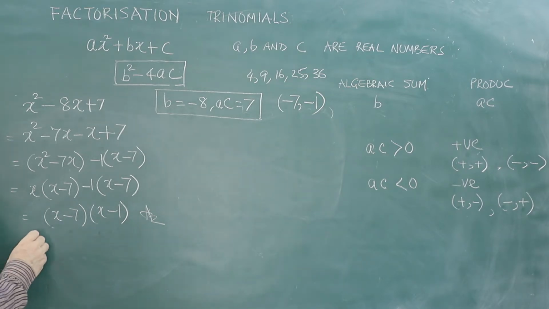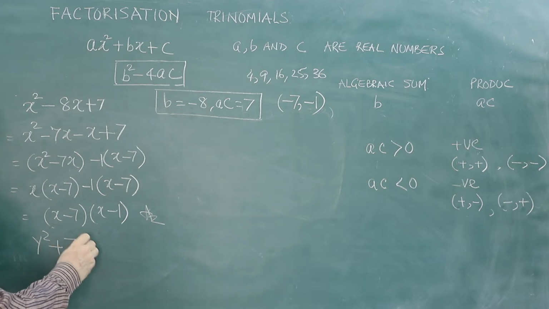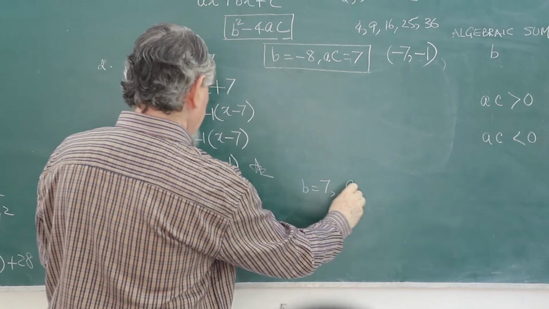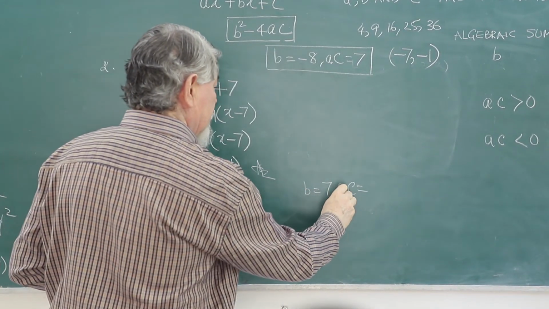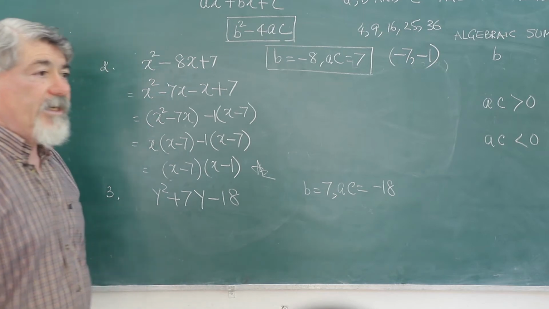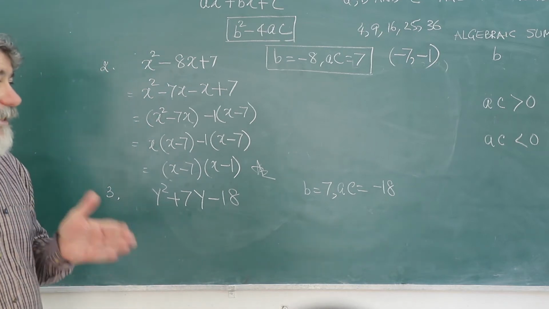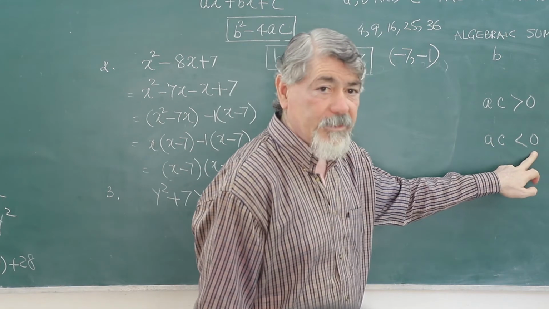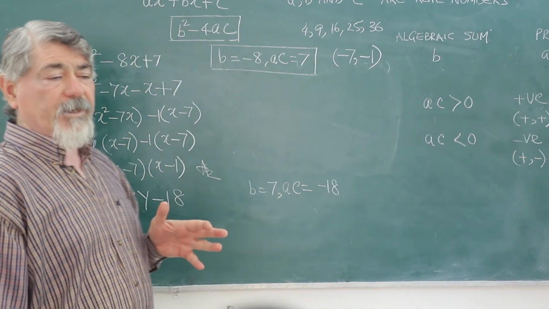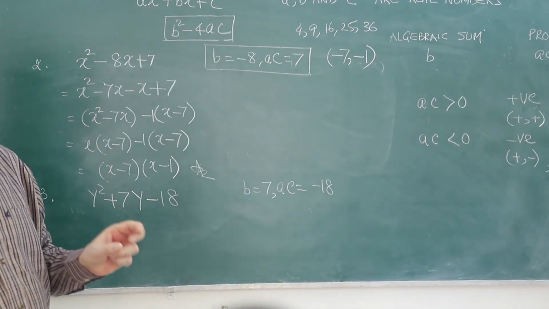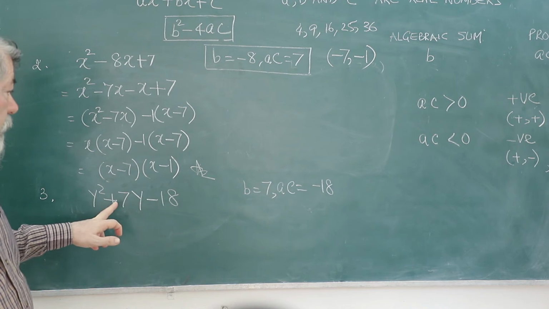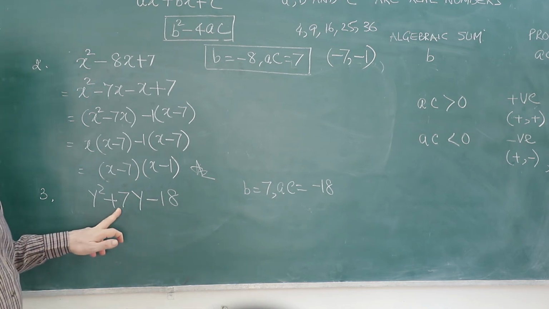Third question is y square plus 7y minus 18. Now b is 7 and AC is 1 into minus 18, minus 18. Now here AC is minus 18. AC is less than 0. So when we split the middle term, when we split b, one of the terms has to be plus and the other term has to be negative. Now here it is 18 and it is 7.